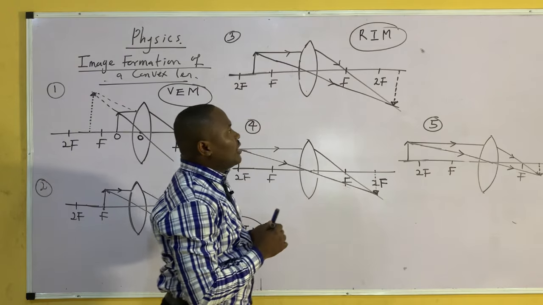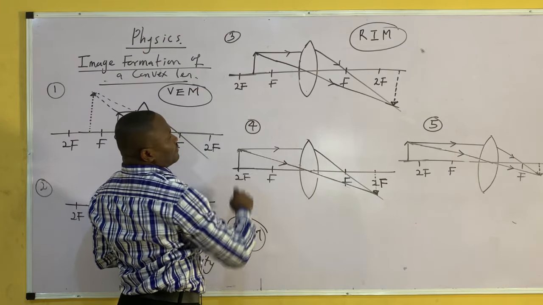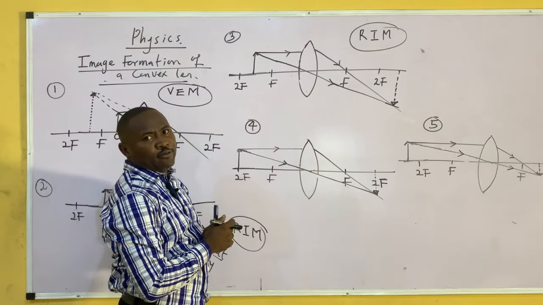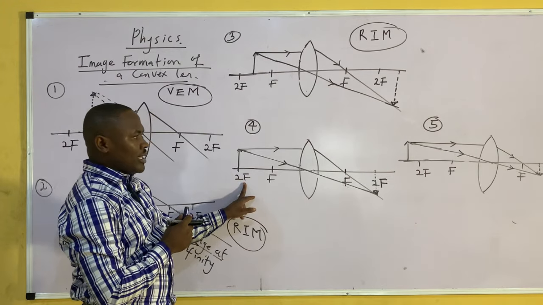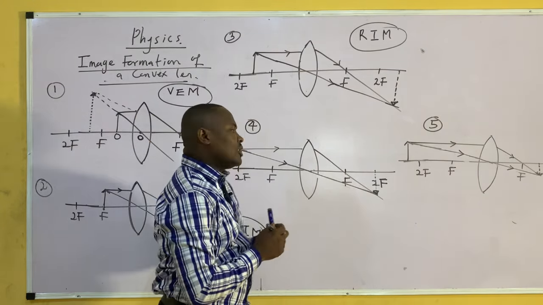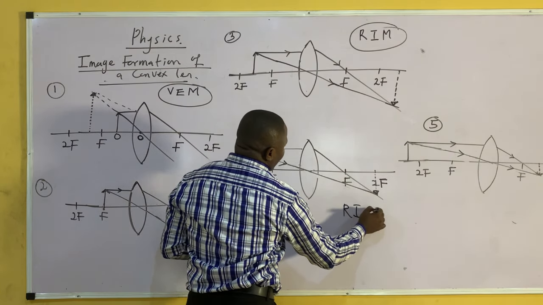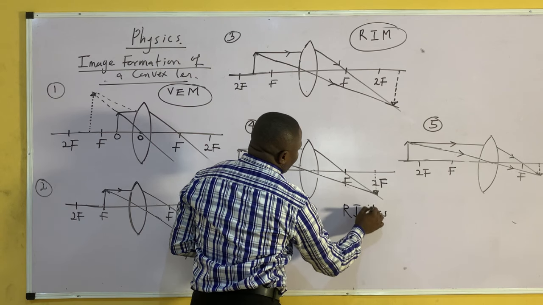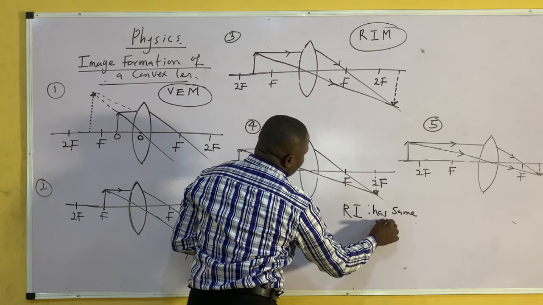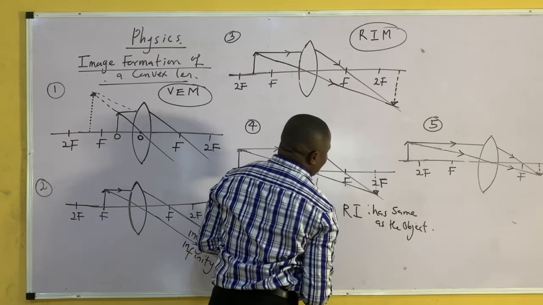Image beyond 2F is for an object between 2F and F. Now, what about an object at 2F? For an object at 2F, the image is also at 2F. The image is real, inverted, and has the same size as the object.